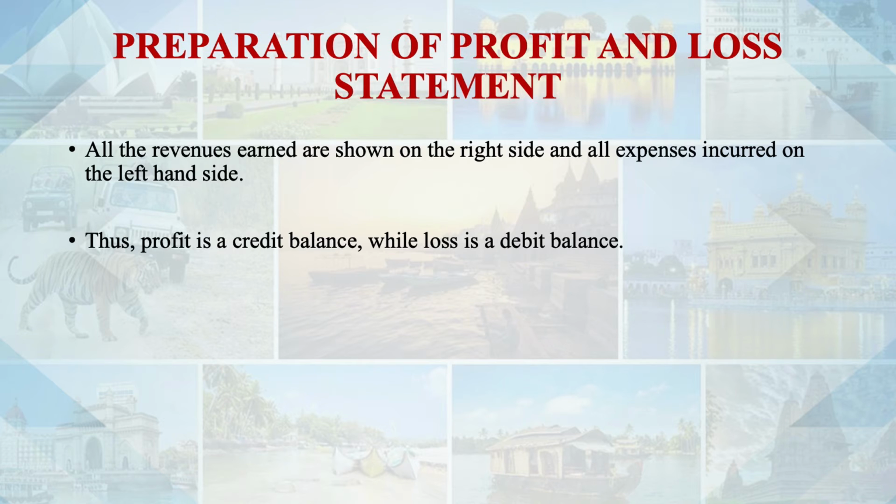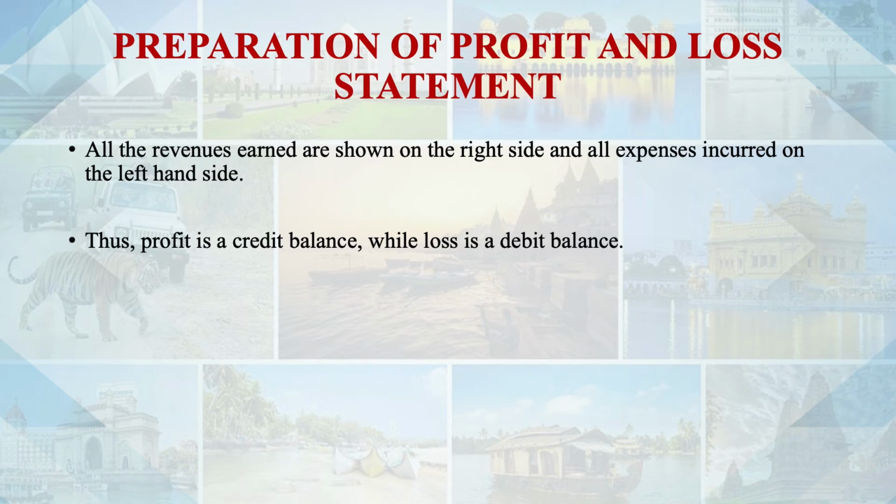Now if it is a credit balance, that is, if the credit side is more, when the income is more than the expenses, I will say it is a credit balance. Why? Because my credit side is more. So when income is more, the credit side is more, it is a credit balance. Why? Because it is more than the expenses, and the difference is my profit.